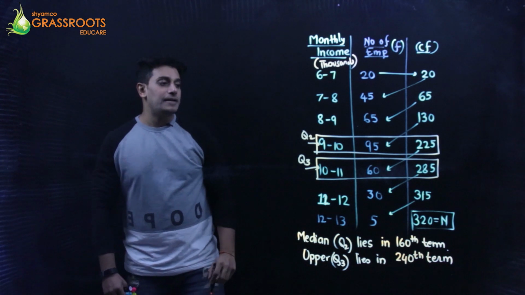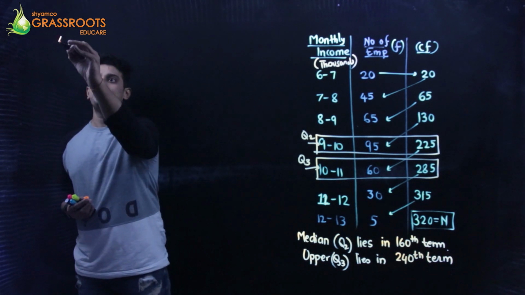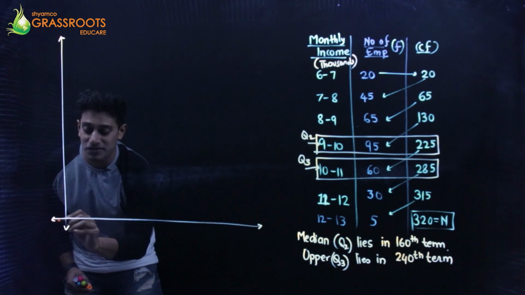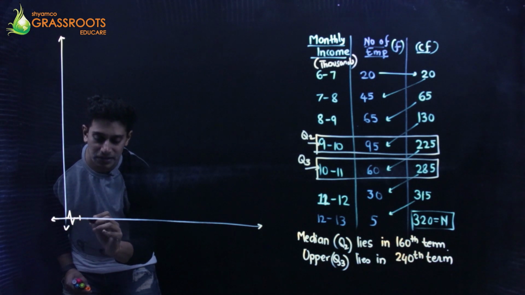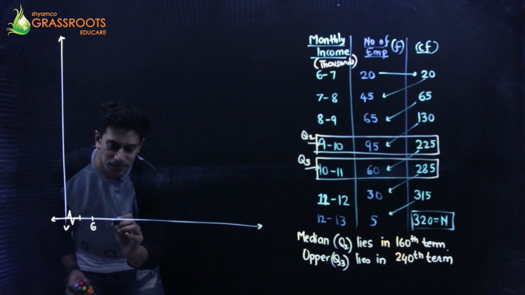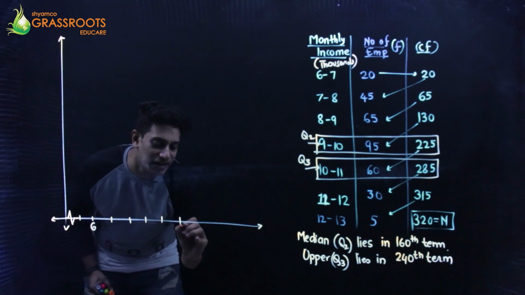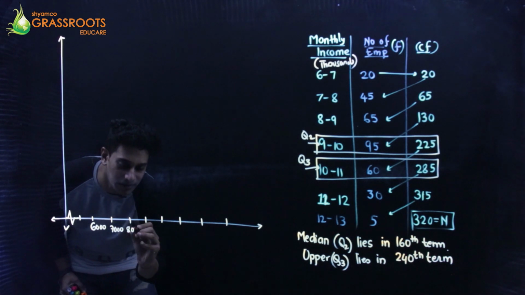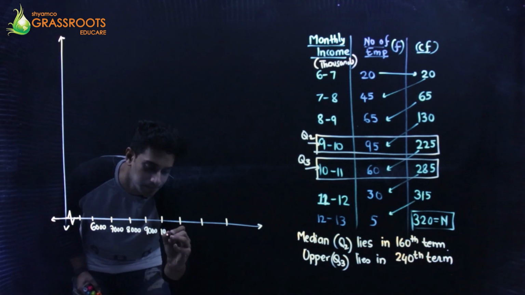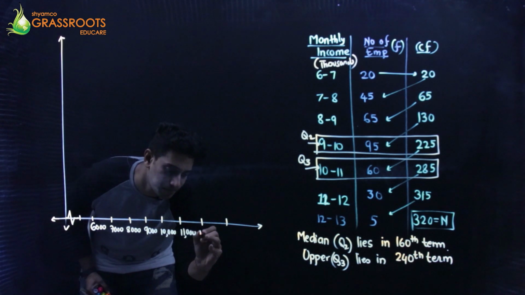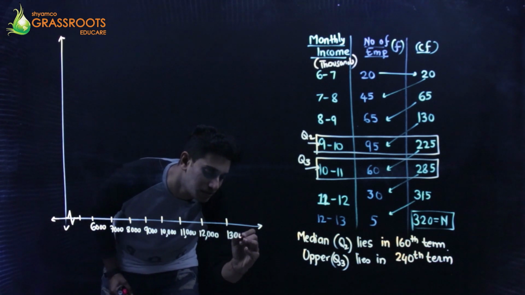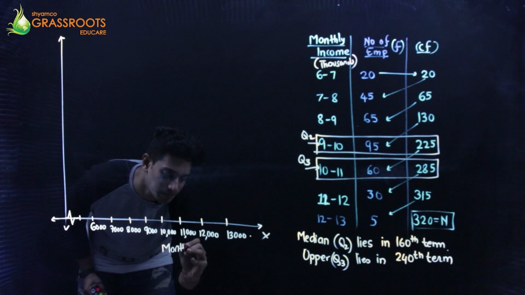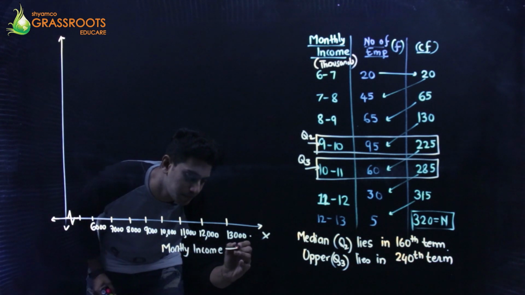Lovely. Now let's plot the graph. On the graph, it does not start from 0, so there is going to be a kink. Leave one space. 6,000, 7,000, 8, 9, 10, 11, 12, 13,000. The x-axis is the income, the monthly income in rupees.